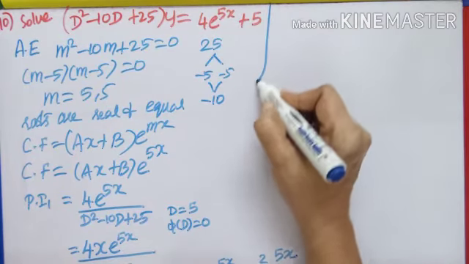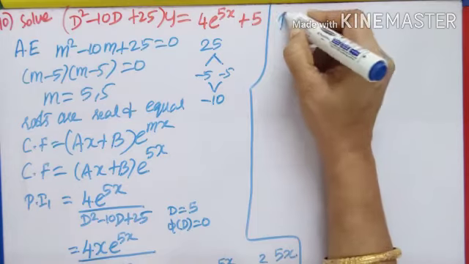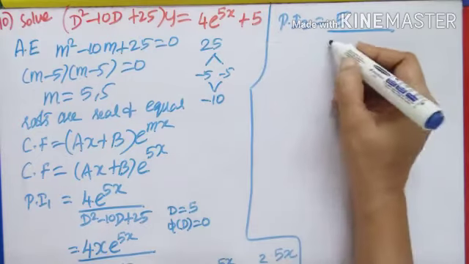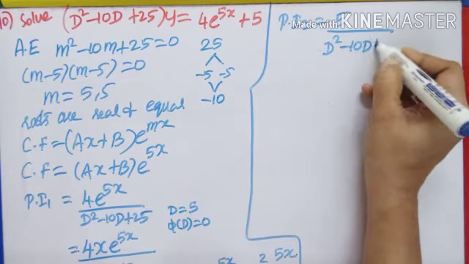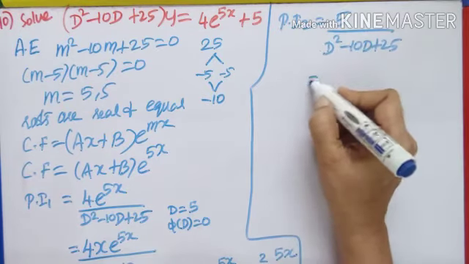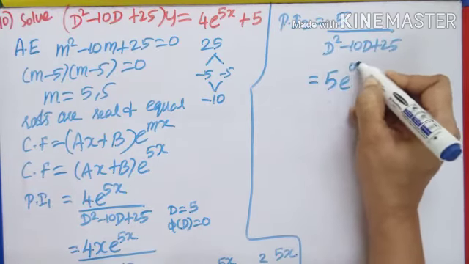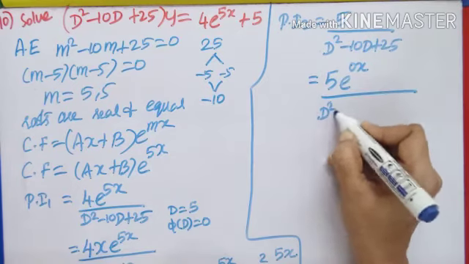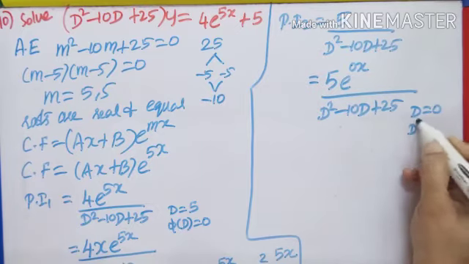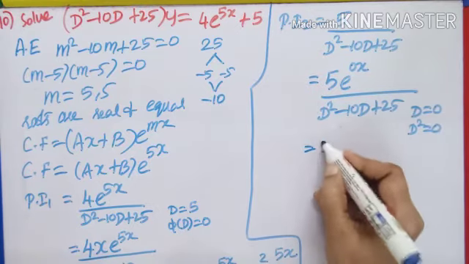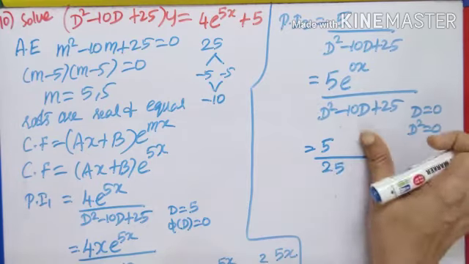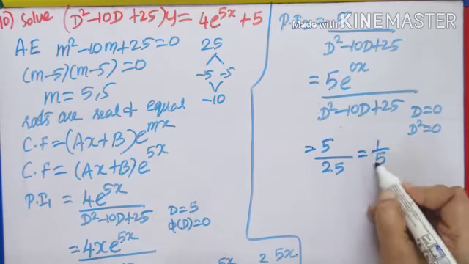Now I must proceed on to particular integral 2. What is particular integral 2? The second term, 5 by D square minus 10D plus 25. Only a constant is given. Treat it as e power 0x in the numerator. So, wherever D comes, I can put 0. D square is also 0. So, what is my answer? 0, 0. Only 25 is left out, which gives me 1 by 5.